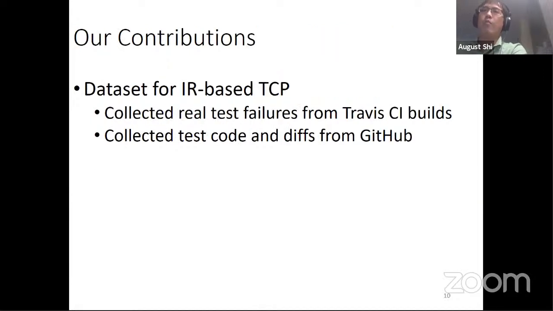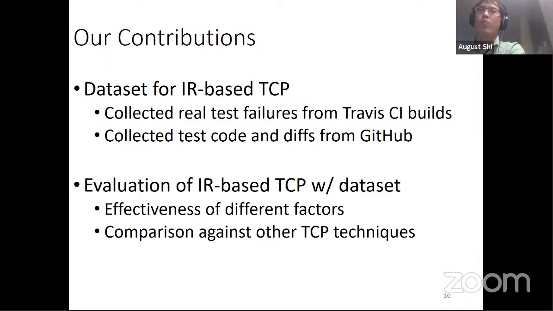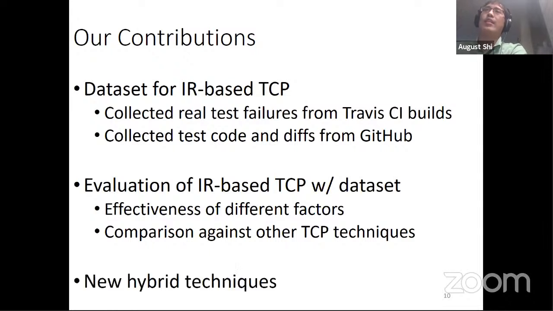In this work, we collect a data set for IR-based test case prioritization, collecting real test failures from Travis CI, Travis continuous integration builds, and collecting the test code and diffs from open source projects on GitHub. We evaluate IR-based test case prioritization on this data set, where we try to figure out which of those different factors, like test code parsing or which model to use, are the most effective for test case prioritization, and also compare against other traditional test case prioritization techniques. Finally, we also propose a new hybrid technique as a means to improve upon the existing techniques.